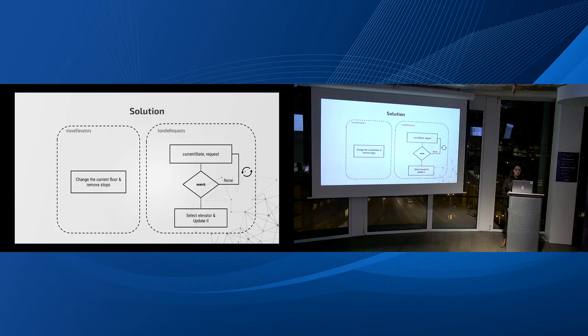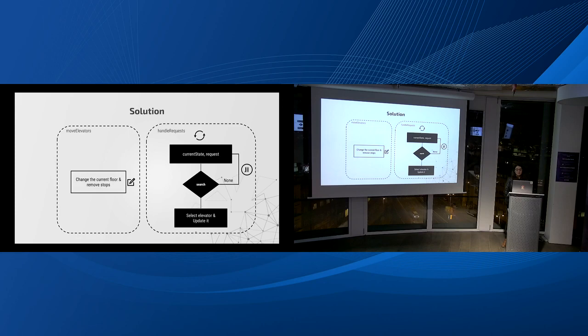Now what will happen in case the search returns none? It will wait until there is a change in the elevator state, and then it will retry until the condition is satisfied. And in case, at the same point in time, the elevators are moving and change their value, the whole transaction in handle request will be suspended. It will wait until the change is made in move elevators, and then the transaction will be done successfully and update the best candidate in the elevator, and we will not run into the same situation anymore.